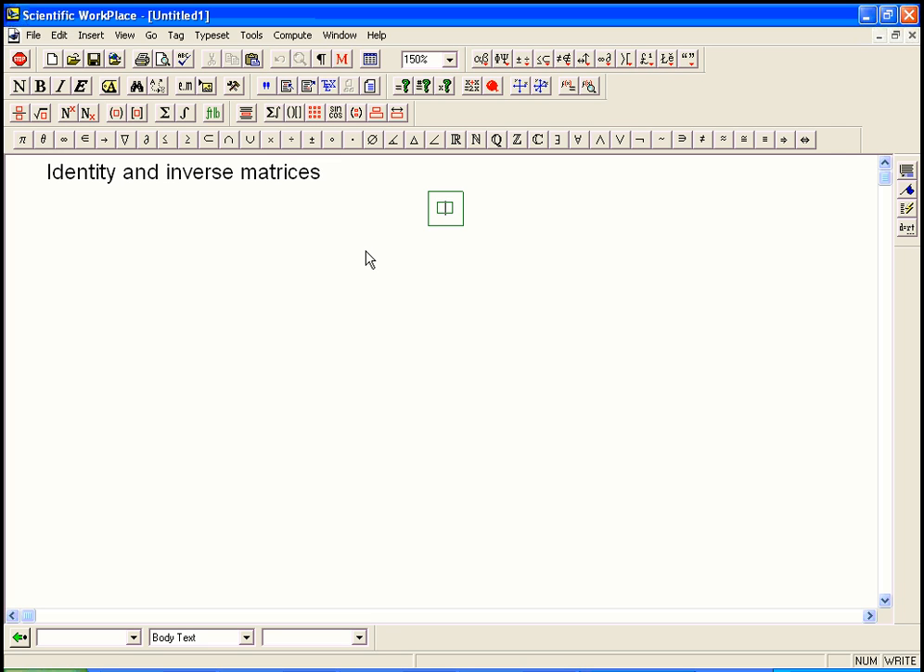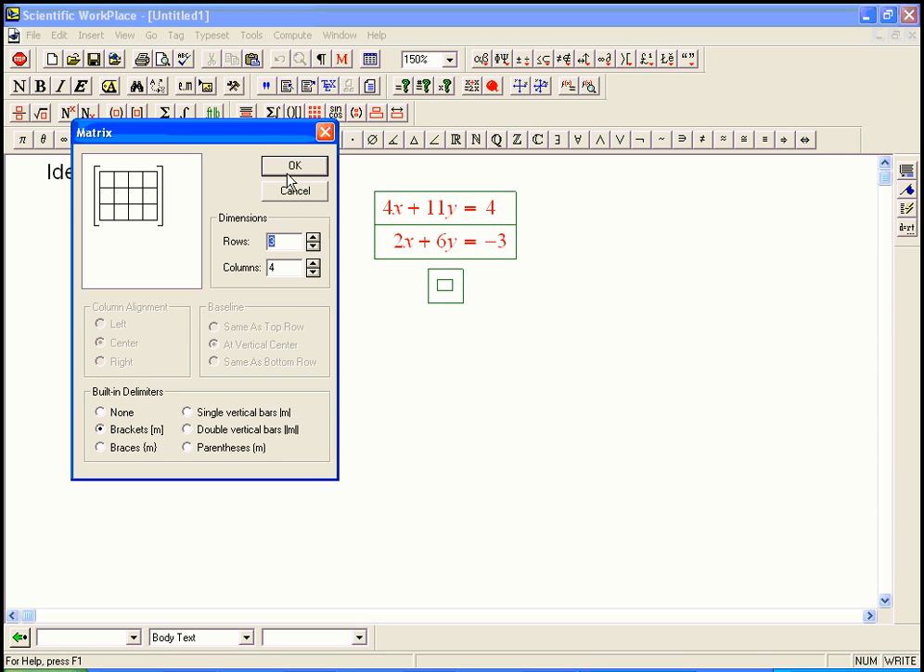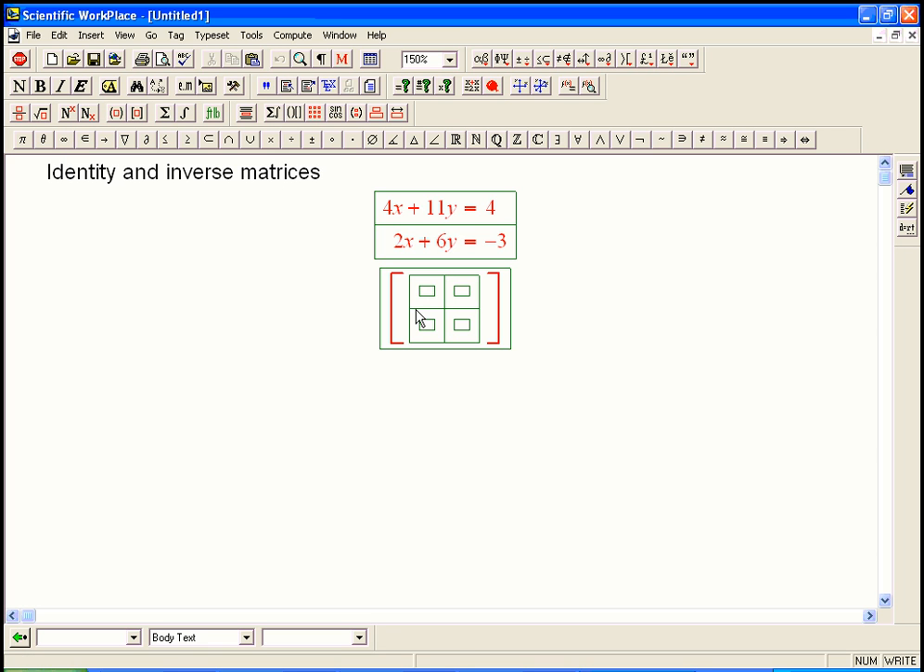Let me go ahead and look at a little bit of a different system of equations, just so we can see another example. Suppose we're solving this system of equations. And we can put that in matrix form by taking the coefficients and putting them in a 2 by 2 matrix: 4, 11, 2, 6.